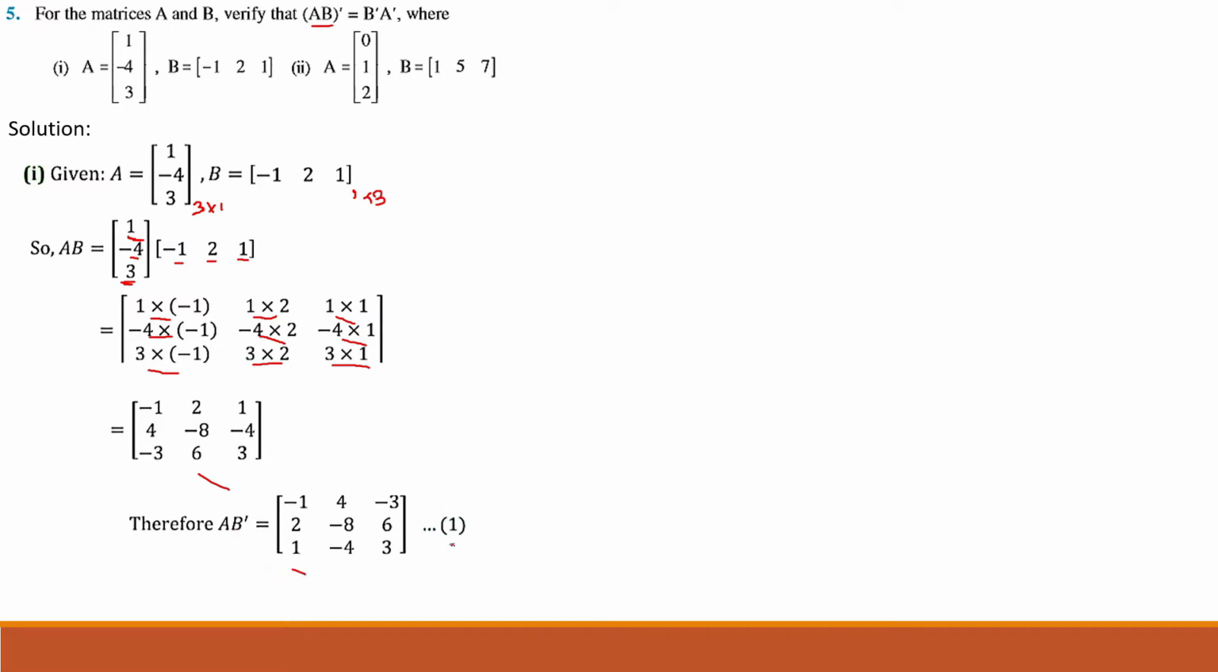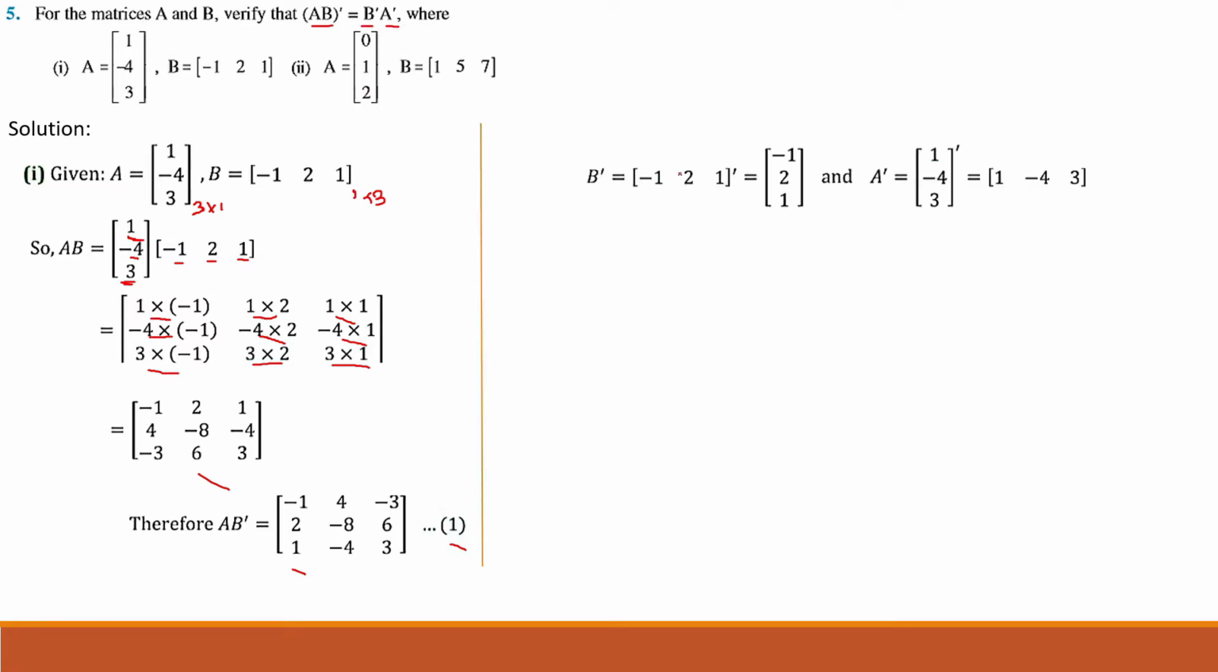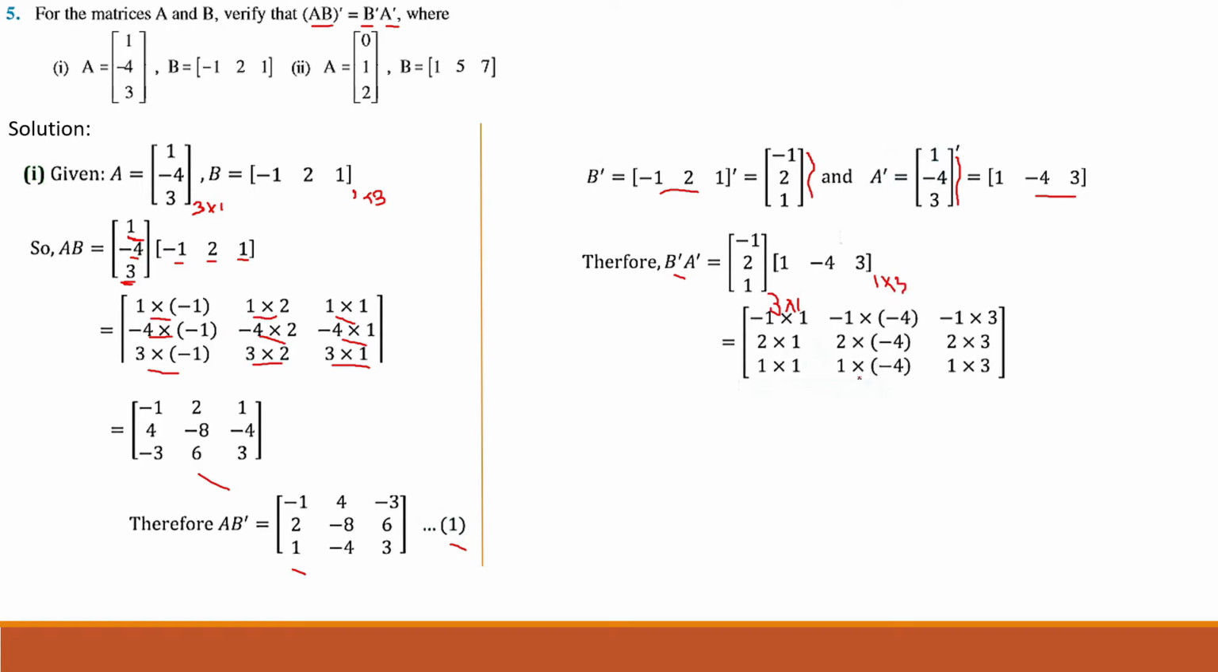Let us take this as equation 1, and on the right hand side we have to first find B's transpose and A's transpose. So B's transpose, a single row, becomes a single column, and A's transpose, having a single column, becomes a single row. So same as A into B, we can do B dash into A dash, and the answer for this multiplication will be a 3 by 3 matrix. So multiplying this same as A into B, the multiplication will be like this and the final answer will be like this. Let us take this as equation 2.